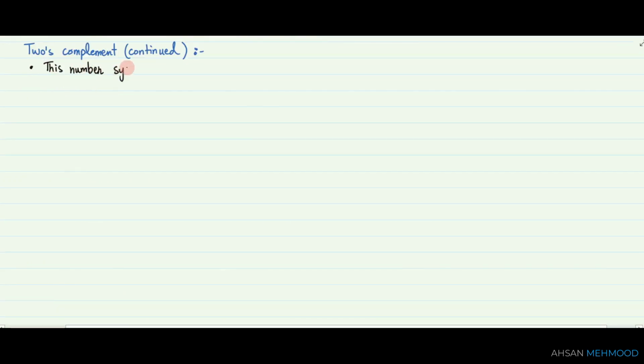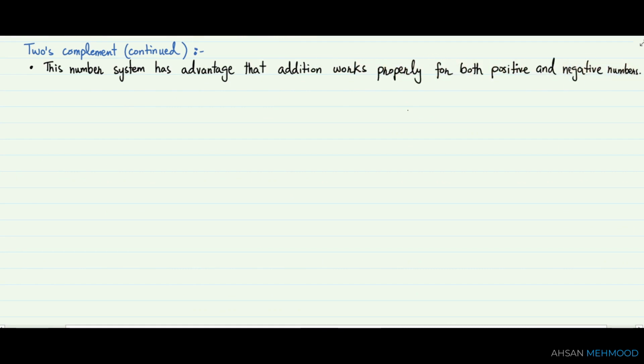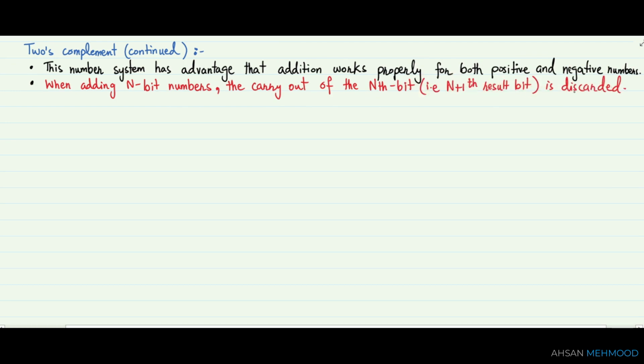2's complement numbers have the advantage that addition works properly for both positive and negative numbers. Recall that when adding n-bit numbers, the carry out of the nth bit, or the n plus 1th result bit, is discarded. In 2's complement binary addition and subtraction, carry out of the most significant bit position is always discarded.